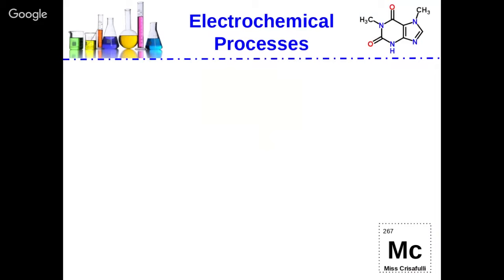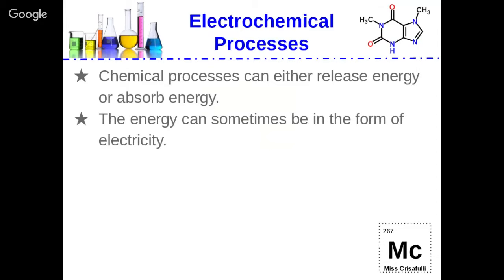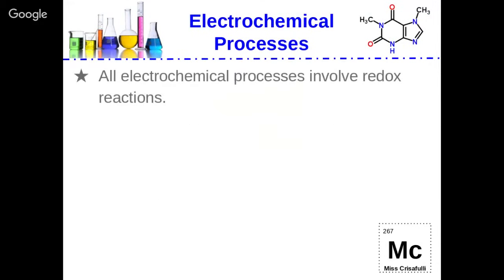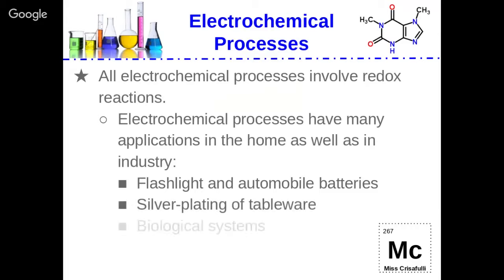So let's first start talking about electrochemical processes. Chemical processes can either release energy or absorb energy. The energy can sometimes be in the form of electricity. An electrochemical process is any conversion between chemical energy and electrical energy. All electrochemical processes involve redox reactions. Electrochemical processes have many applications in the home as well as in industry. Flashlight and automobile batteries, silver plating of tableware, and biological systems are all examples of how electrochemical processes are used in our everyday life.